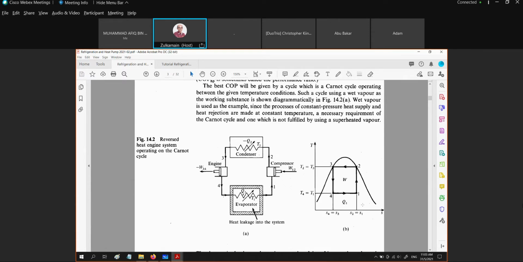And as far as the TS diagram is concerned, this is how we look at the TS diagram for a reverse Carnot cycle. 1-2 is the compression process, 2-3 is the condensation process, 3-4 is the expansion process, and 4-1 is the heat addition process. 1-2 is isentropic compression, 3-4 is isentropic expansion, 4-1 is reversible isothermal heat supply, and 2-3 is reversible isothermal heat rejection.